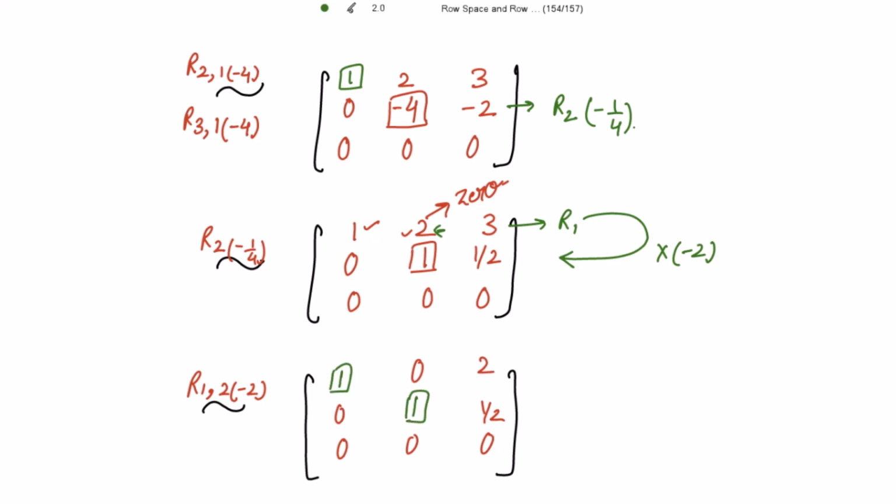So we have got our leading elements as 1 in the first row and also in the second row, that is, in the non-zero rows. So this is now finally our row echelon form.